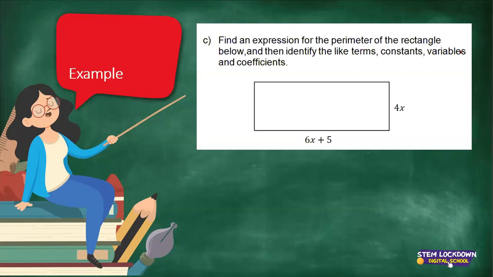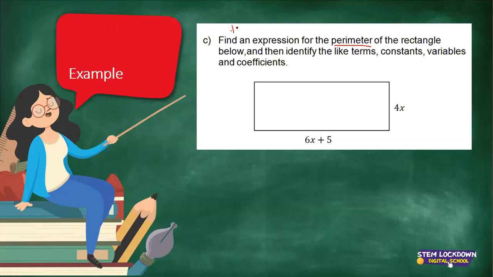Let me carry on. Now, for this question, it says, find an expression for the perimeter of the rectangle, right? Now you need to recall what is perimeter. The perimeter, just to remind you, is the total distance around the shape, right? So perimeter is the total distance around. That means you need to add all of the sides.